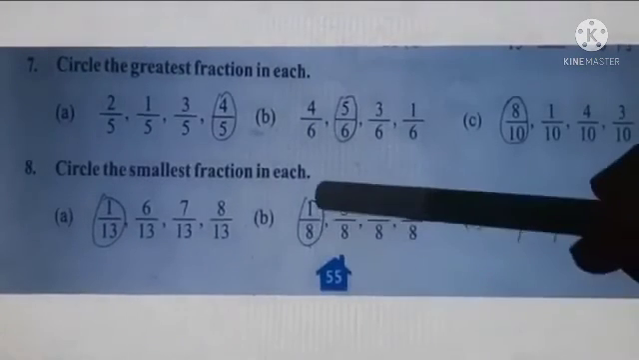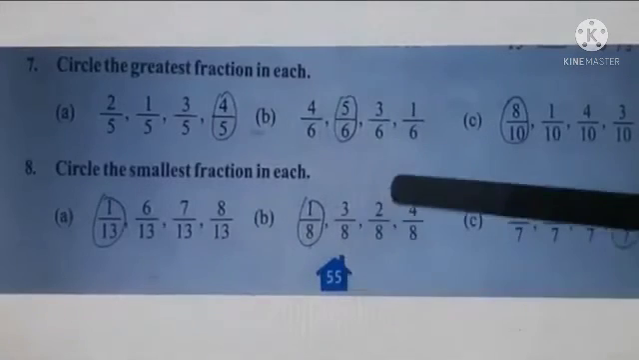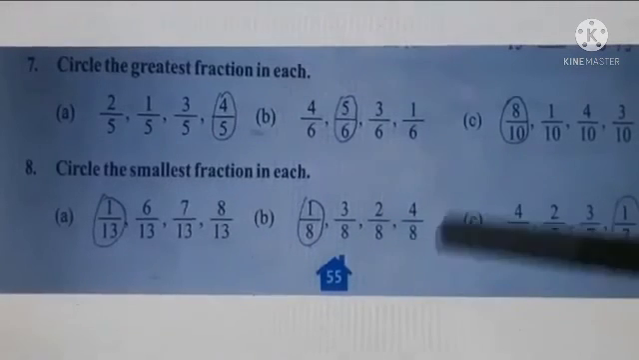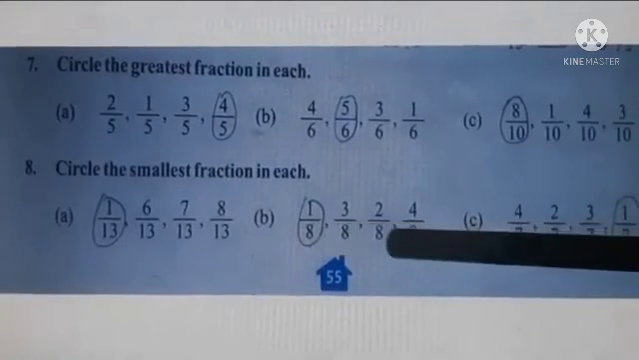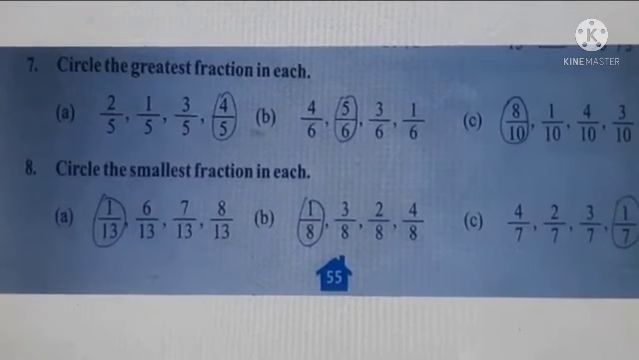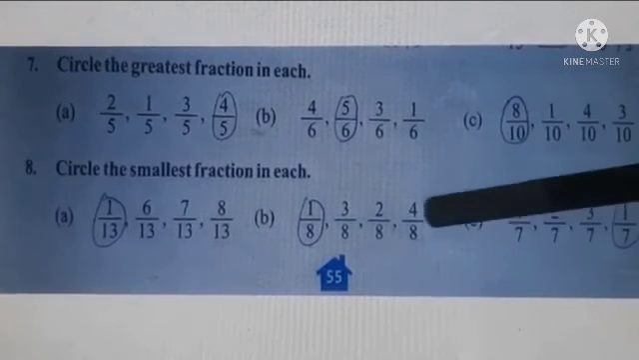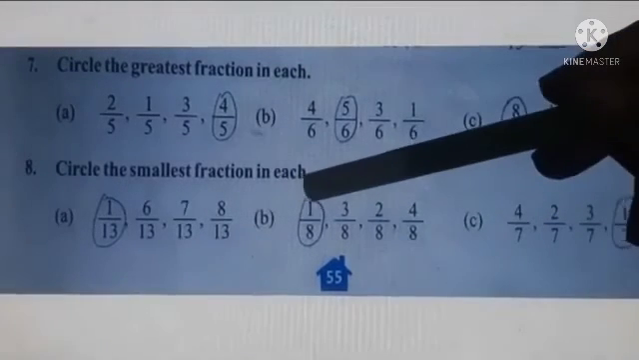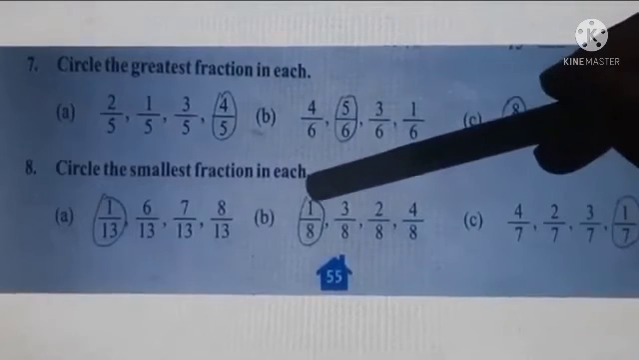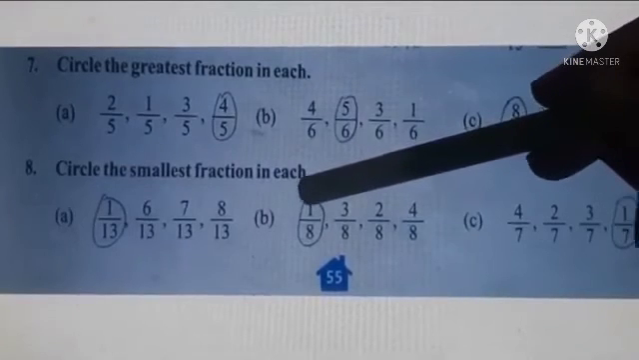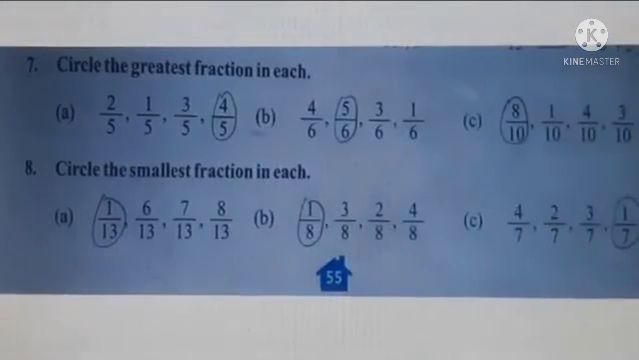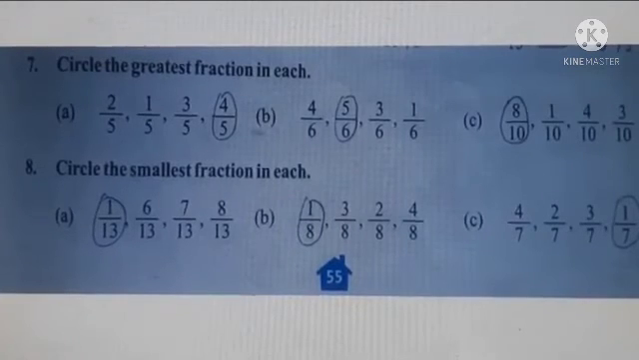Now B part, 1 upon 8, 3 upon 8, 2 upon 8, 4 upon 8. Denominators are same, 8, 8, 8 and 8. So we will check numerators. Numerators are 1, 3, 2, 4. 1 is the smaller numerator. So the smallest fraction is 1 upon 8. Understood? Very good. You have done this in the previous class also. Okay? So you have to revise carefully now.